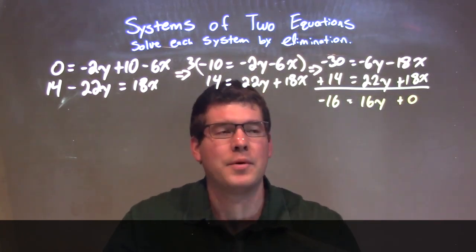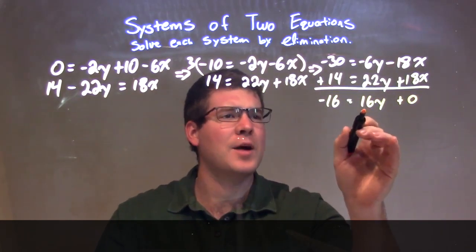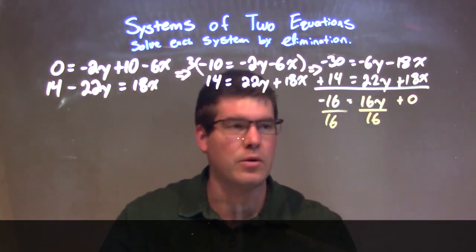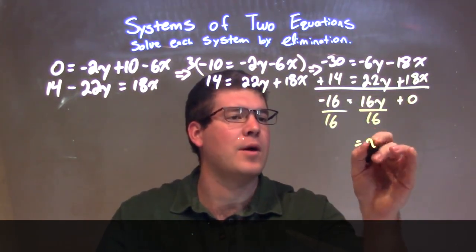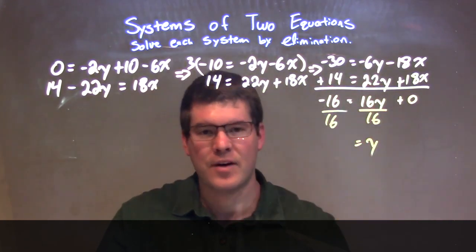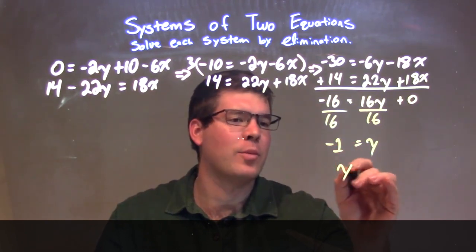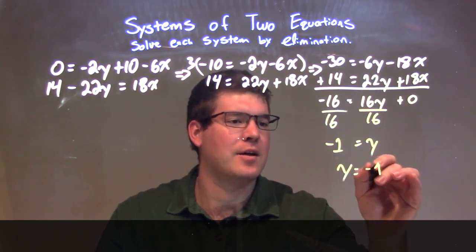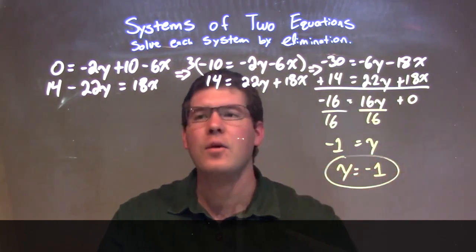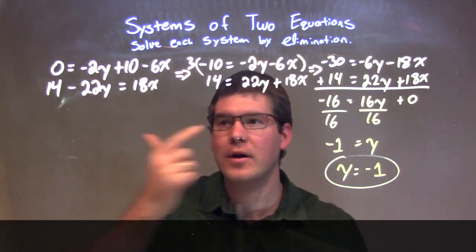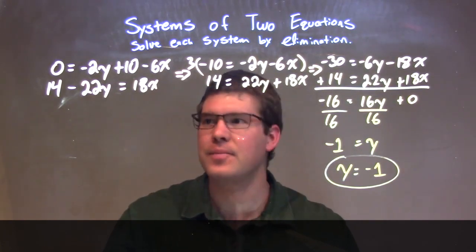Well, now what I'm going to do is divide both sides by 16 to get y by itself. We don't really care about that plus 0 anymore. On the right, we have y by itself, and negative 16 divided by a positive 16 is a negative 1. And for good measure, we can write y first: y equals negative 1. So now that we have our y value, we need to plug it back into one of our equations to get our x value.